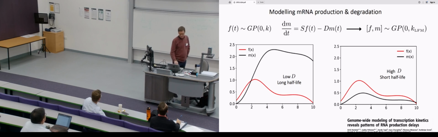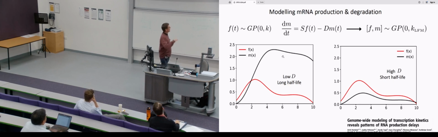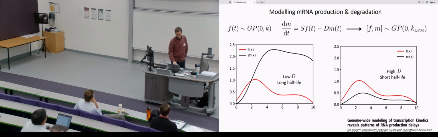Okay, so here's two examples. On the left, we have something with a long half-life. Here we have this red driving; I've changed the notation, but that F is the P from before. So this is the production rate, this red line. And then this black one is integrating that signal. The peak of the mature RNA is slightly delayed relative to the peak of the pre-mRNA that's producing it, the nascent, new RNA.